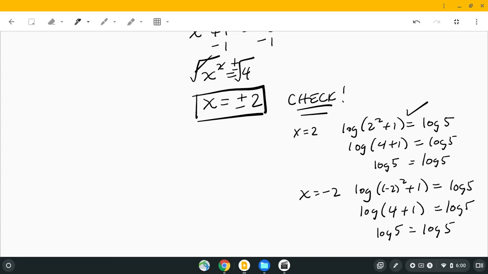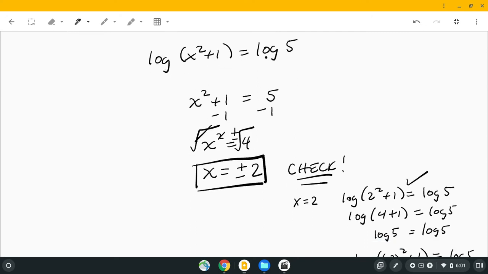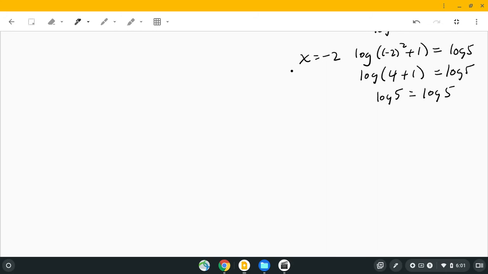All right, let's take a look at this next one. So over here, when you have this single log equals this single log, then the inside must be equivalent to the inside here. So we can say, well, if we have log base 10, then x squared plus 1 must be equal to 5. Okay, so that's if you have a single log here and a single log there. Okay, let's take a look at this next one. It may not look like that type of problem initially, but let's take a look at it closer.